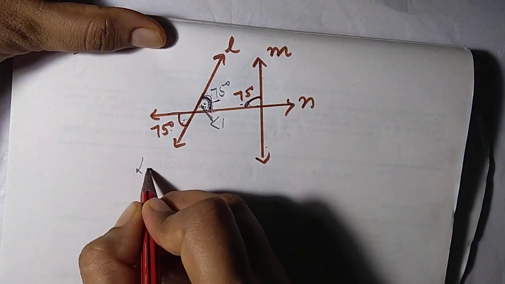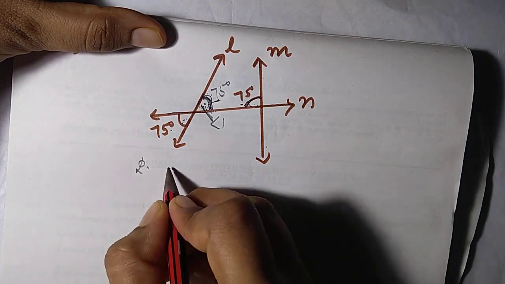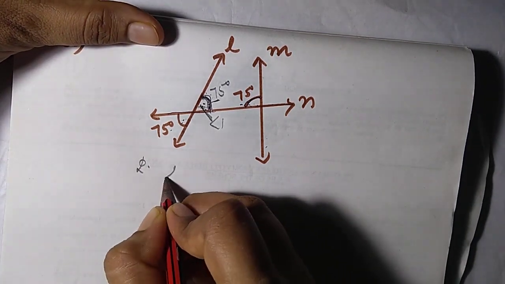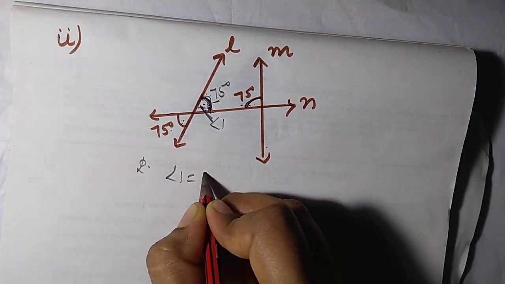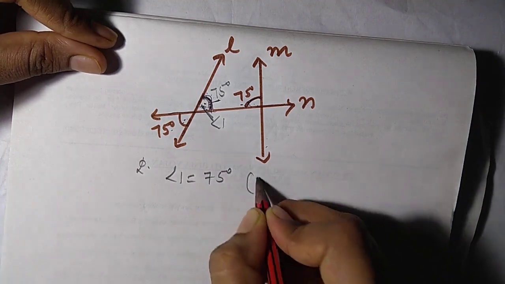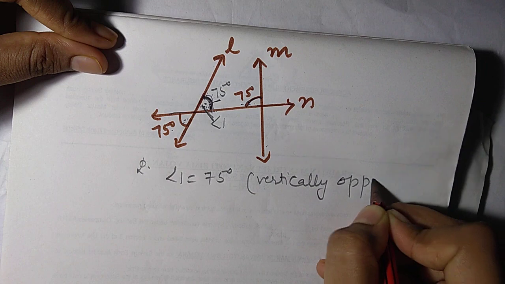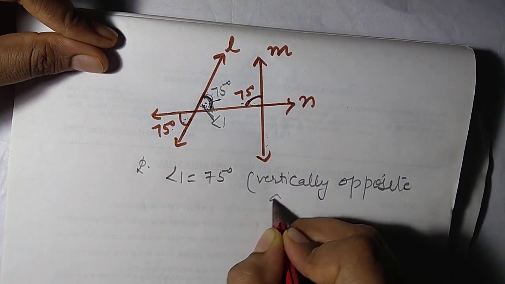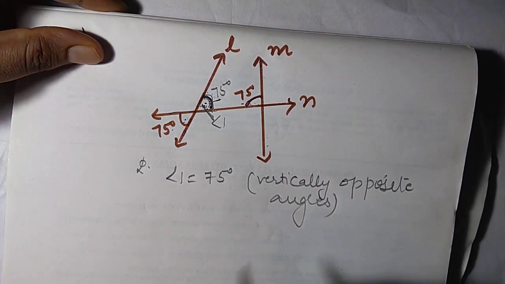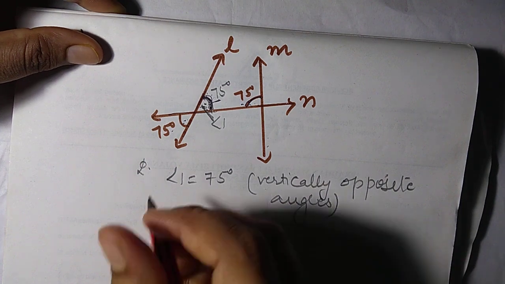Directly you have to write angle 1 equal to 75 degrees. The reason will be vertically opposite angles. Okay, now you have to do the sum of co-interior angles.